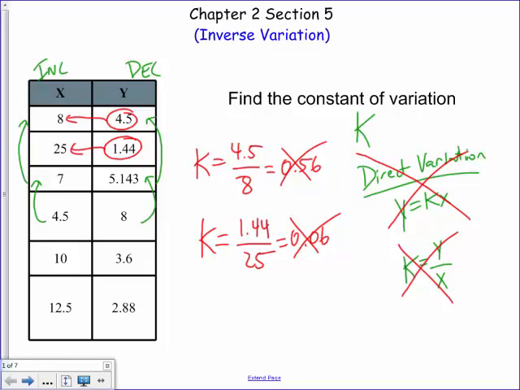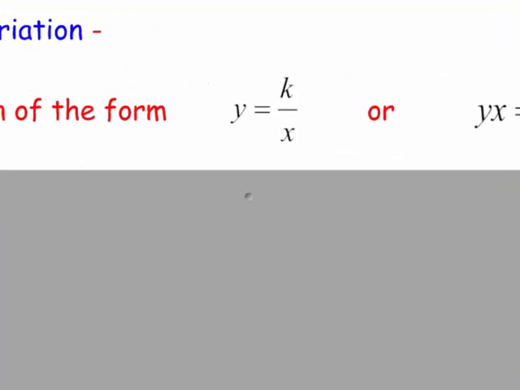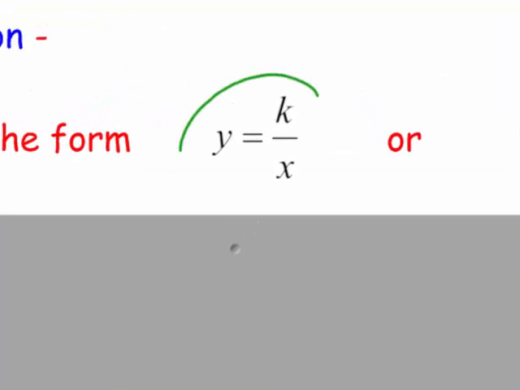So take a look. Since it's not direct variation, we should notice that because as x increased, y decreased. So this is going to be inverse variation, and we'll talk in just a sec on what we can do instead. Inverse variation is going to come a little bit different. So instead of y equals kx, it's going to be y equals k divided by x. So instead of being multiplied, they're divided. So it's kind of the opposite.